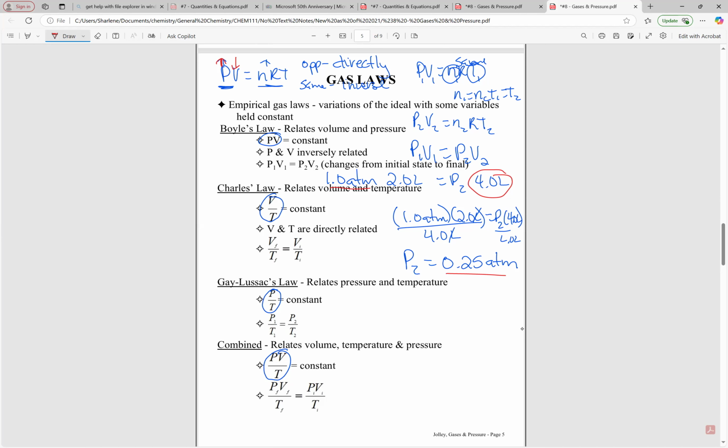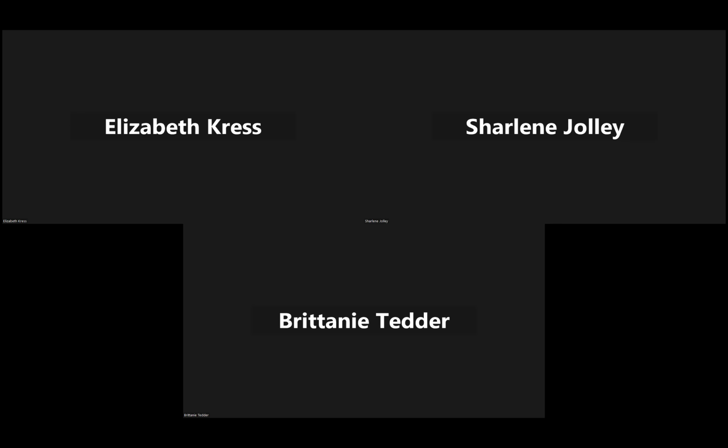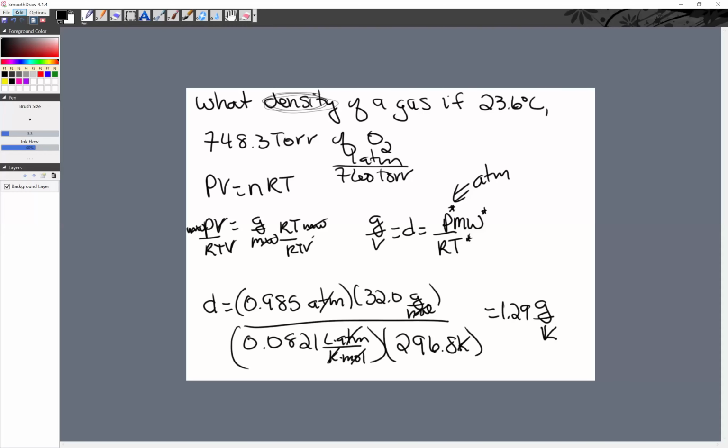Charles' law, he wanted to play with volume and temperature. So that means everything else had to be held constant. I'm going to jump over to the whiteboard. PV equals nRT. Volume and temperature are directly related. And if you want to only play with those two, you have to solve it for them to be on the same side. So I could go V over T is equal to nR over P.